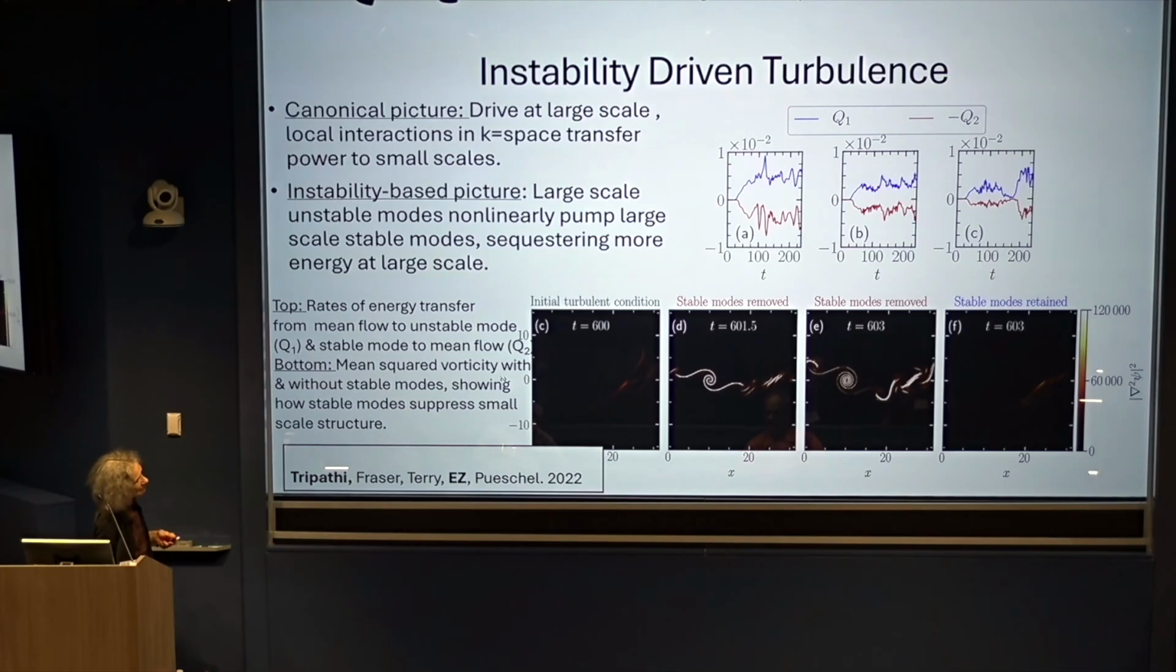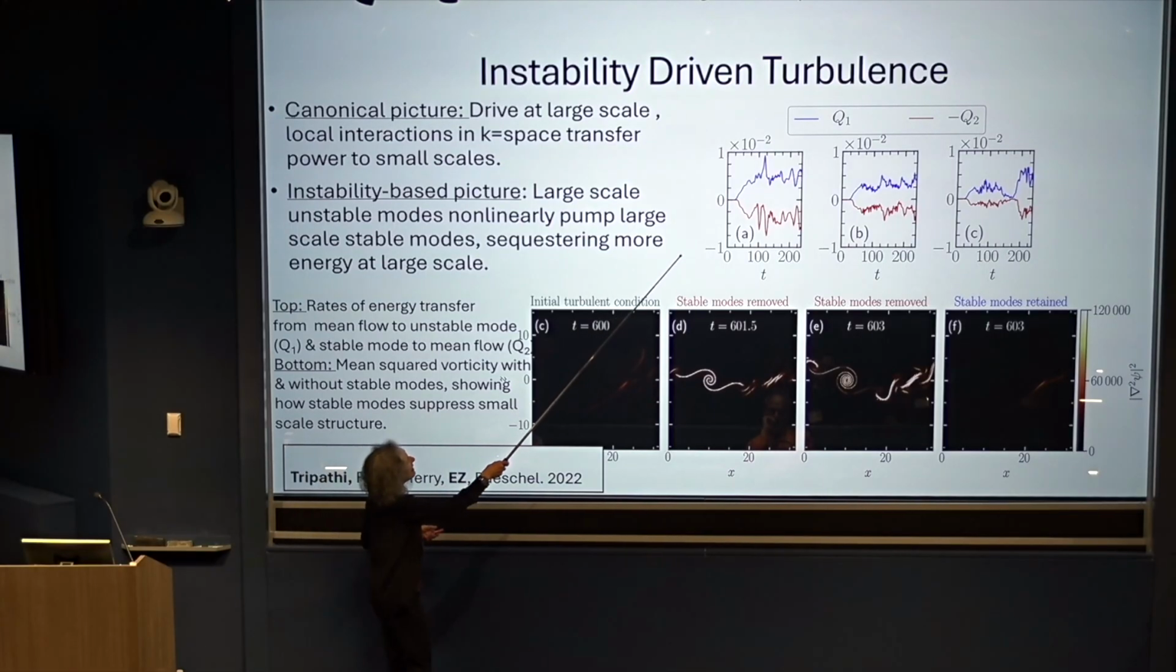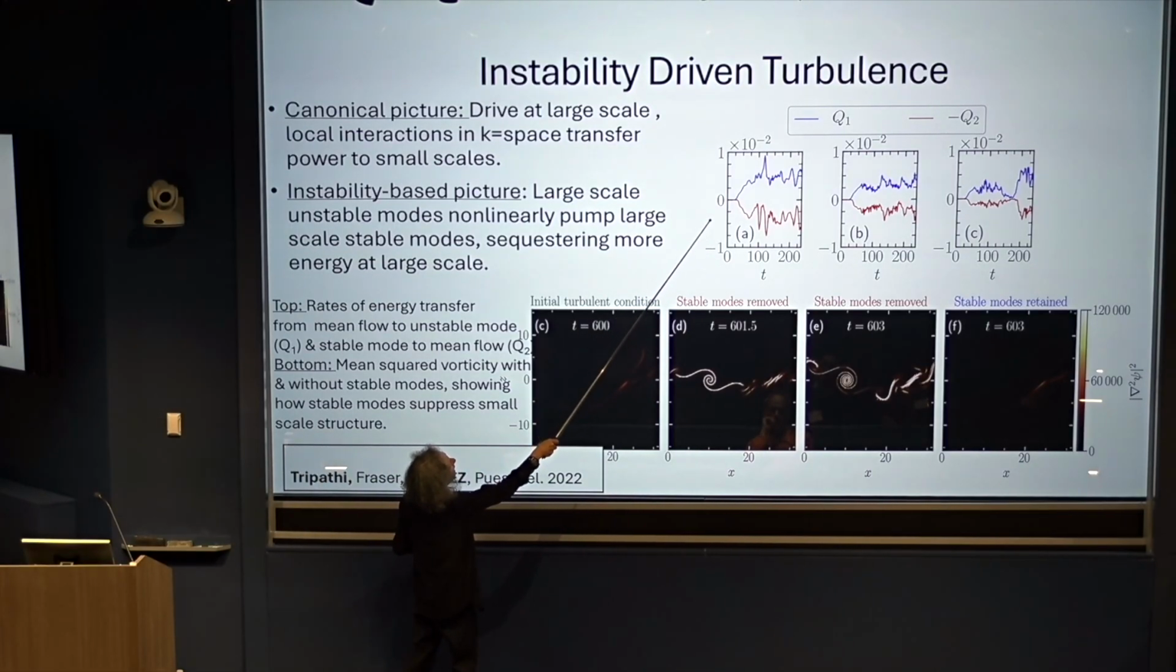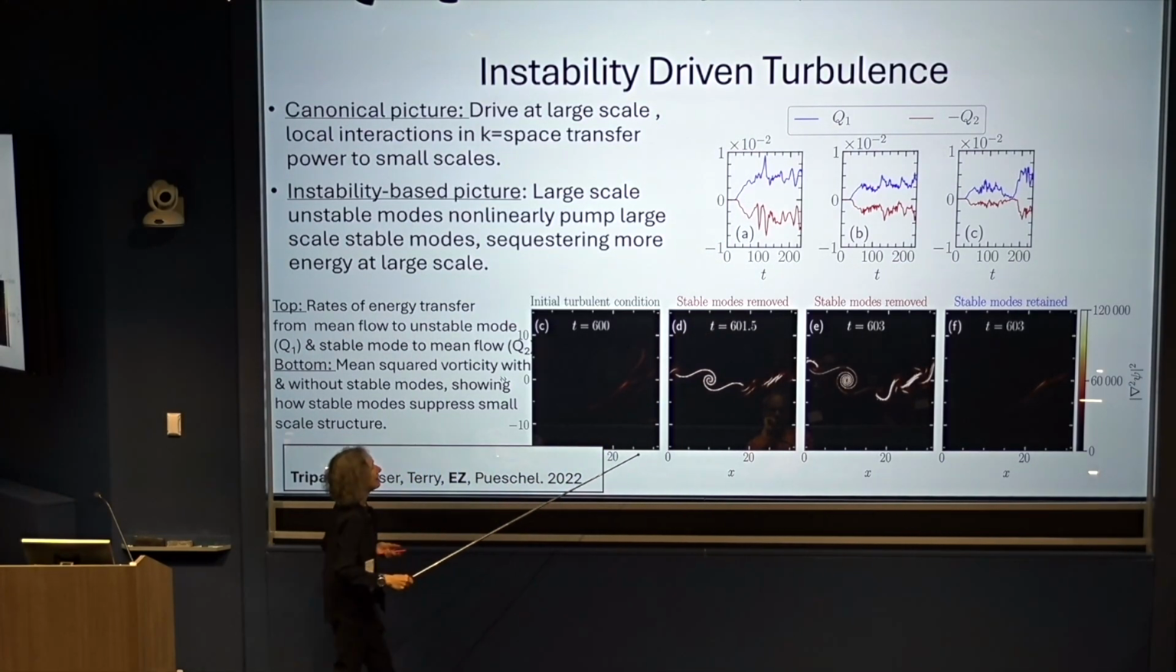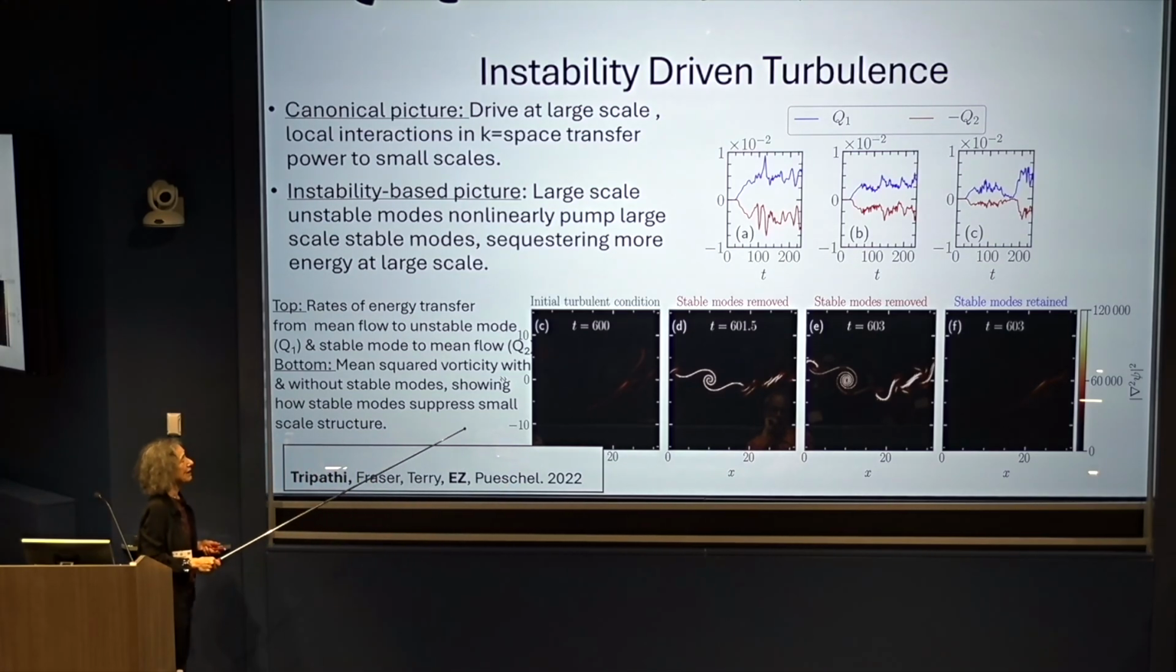So we immediately thought about dynamos when we saw this. Here's an image of how it works. Bindesh was able to remove the stable mode. This is at a time of 6, you can see the stable and the unstable mode. So you can see the rates of energy transfer between the two. You can see they just go up and down. They're like mirror images of each other. It's very striking in this particular case.